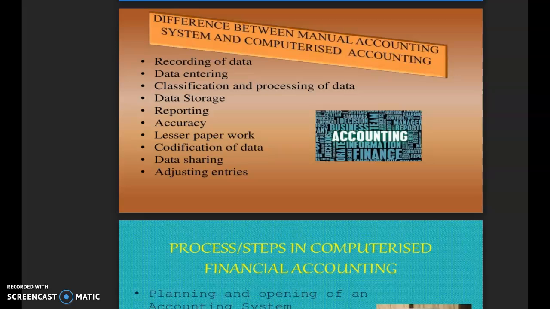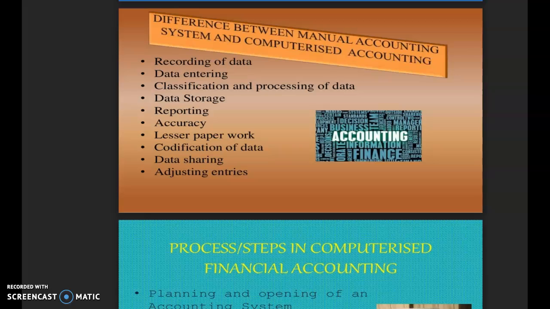In the same way, we also have the record under the computerized accounting system. Then we would also have the reporting, meaning output, the result which is generated. Again, there is the accuracy which remains there. Then lesser paperwork. Definitely with the computerized accounting system, there is less paperwork as compared to the manual accounting system. Then codification of data. Codification of data here means that data is signified as per certain code, code number 1, code number 2, or any other way the code or classification is to be done.